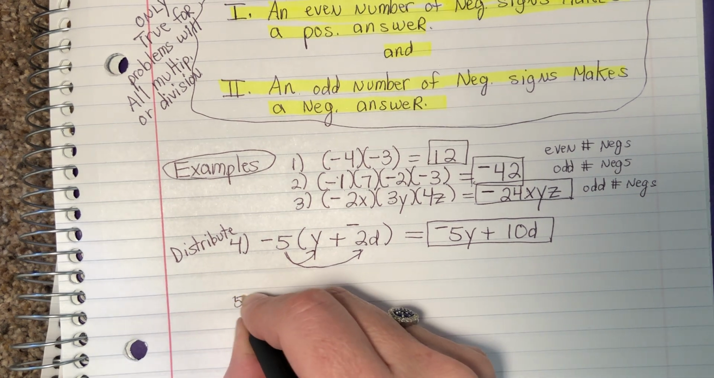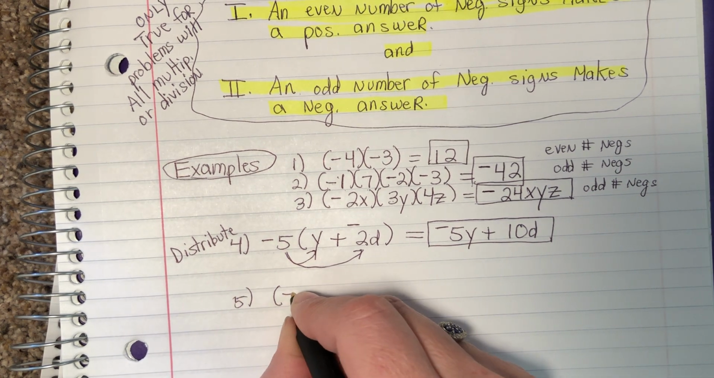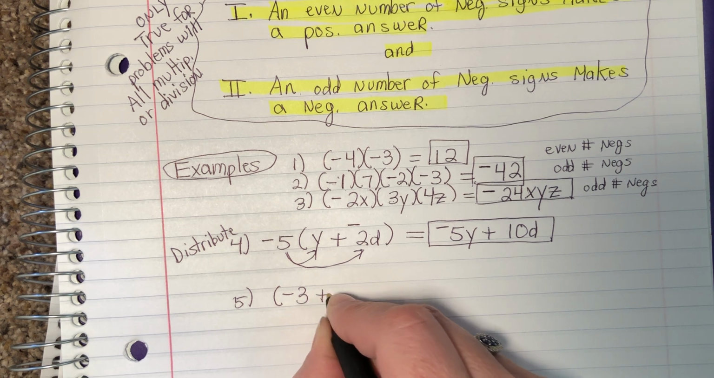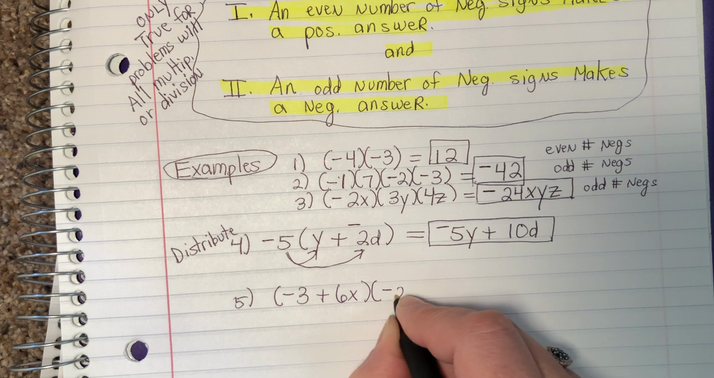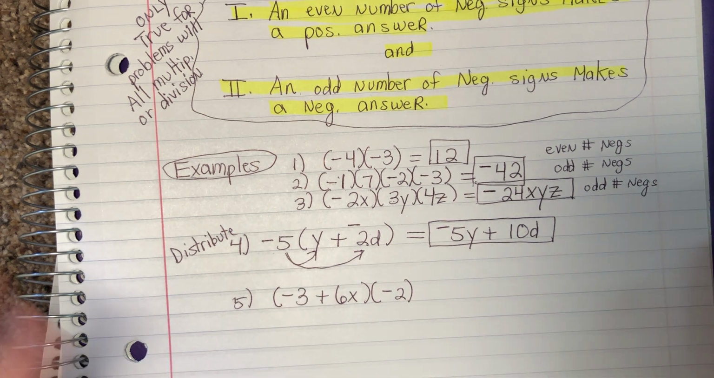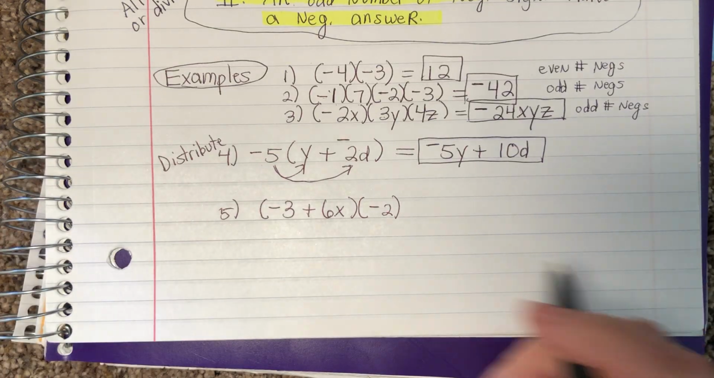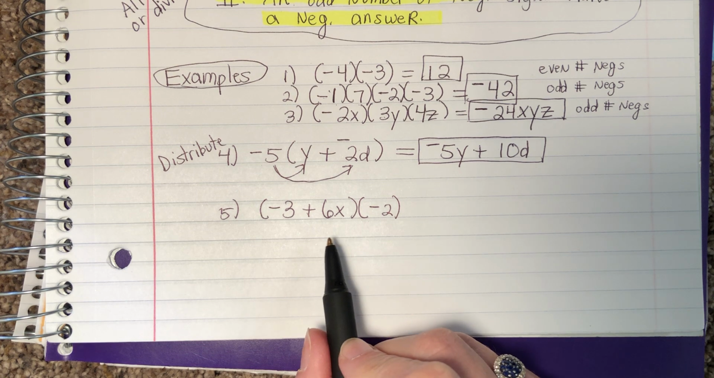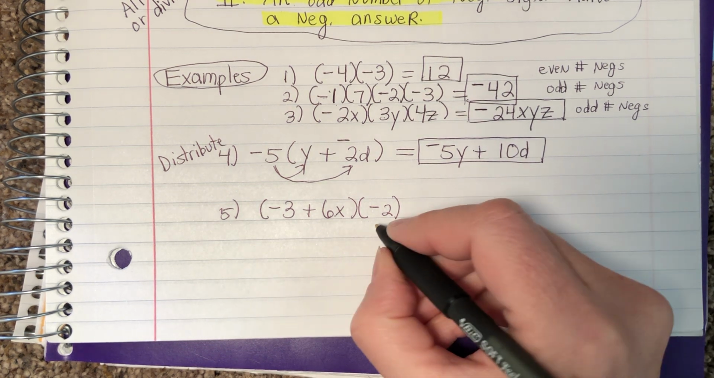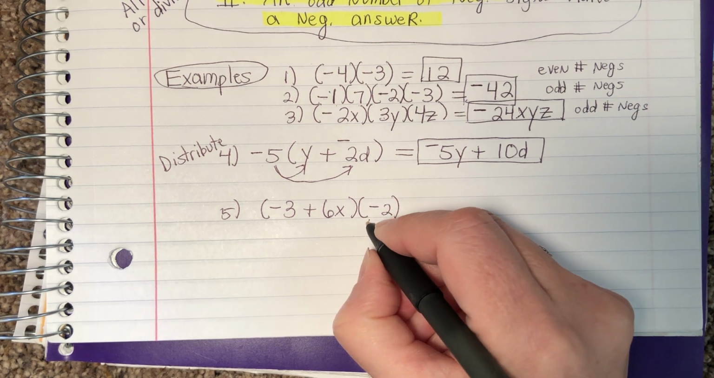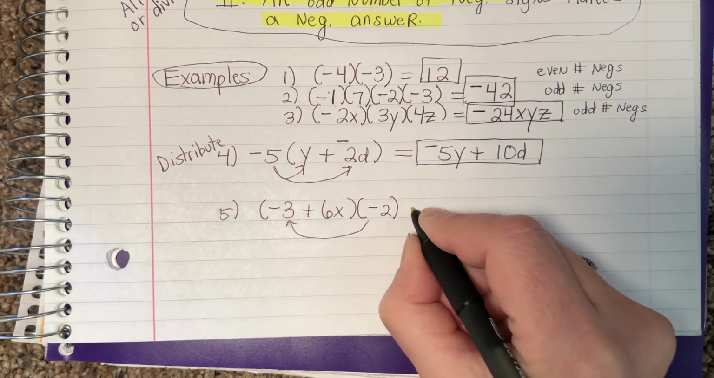Okay, let's do negative 2 times the quantity negative 3 plus 6x. Now, the negative sign might be at the end. Sometimes they put it in a parenthesis. This one was not in a parenthesis. I think they're just trying to mix up the symbols and make sure you understand that it's meaning the same thing. Now, I can distribute it this direction, doesn't matter.